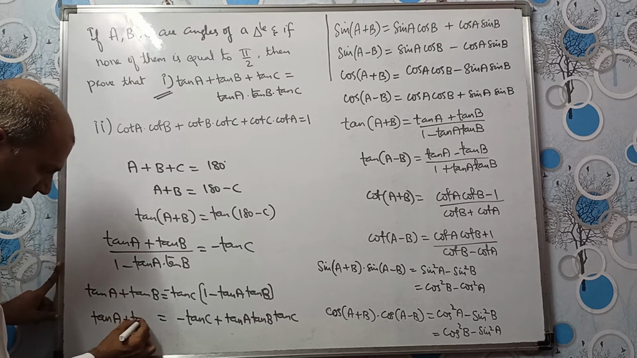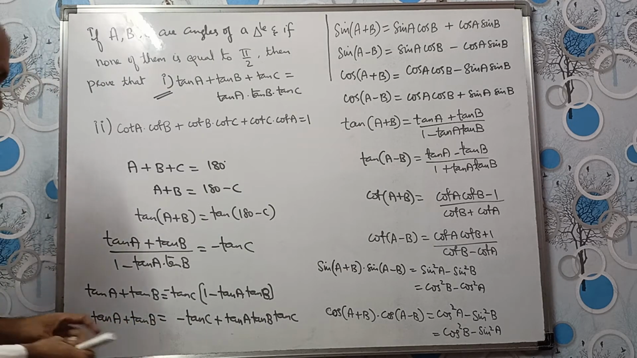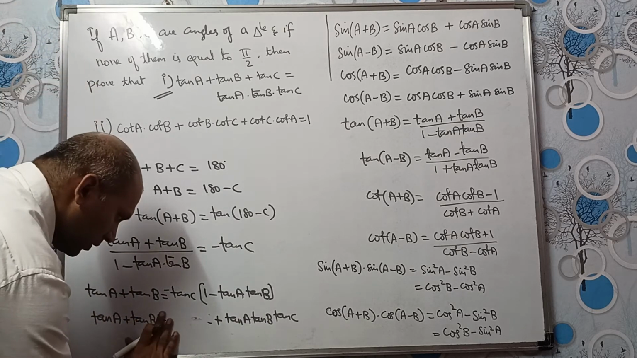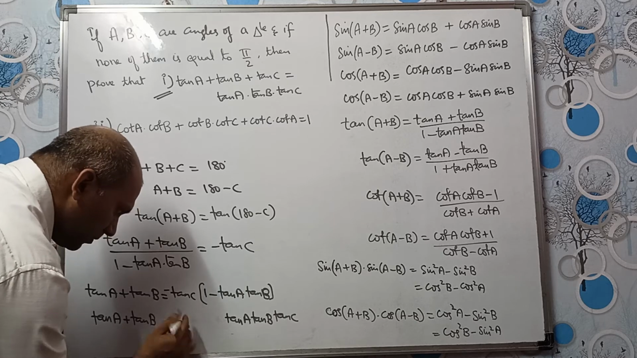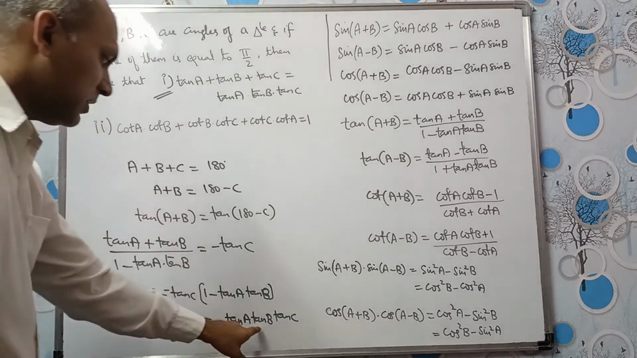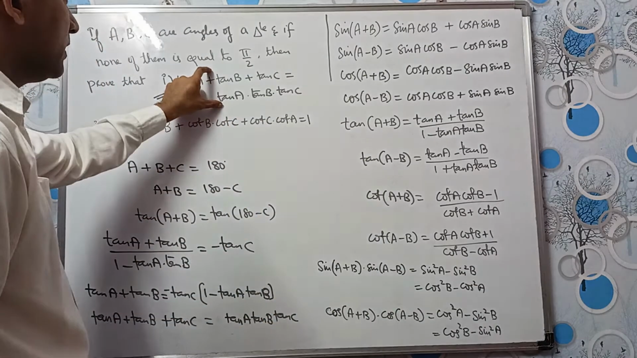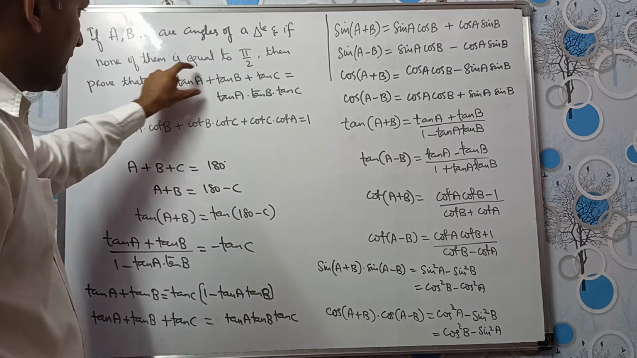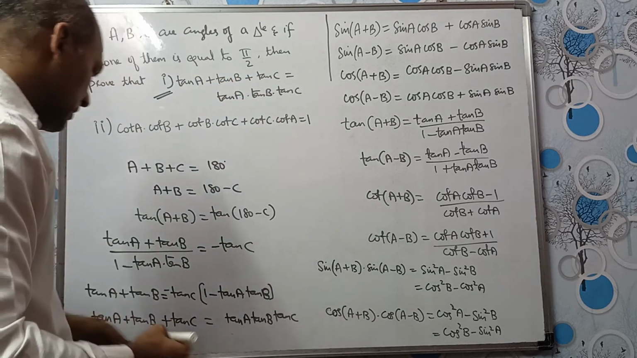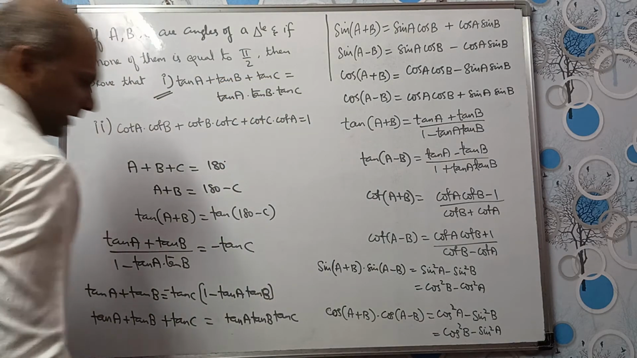Here on LHS we'll have tan A tan B, right? You can send this minus tan C this side, so this will become plus tan C is equal to tan A multiplied by tan B multiplied by tan C. Tan A plus tan B plus tan C is tan A multiplied by tan B multiplied by tan C. We proved the first one, right?